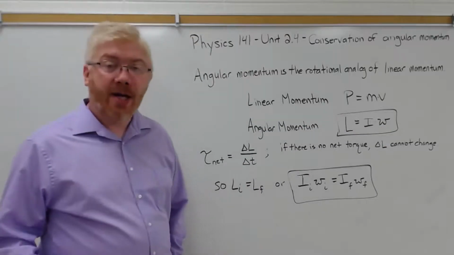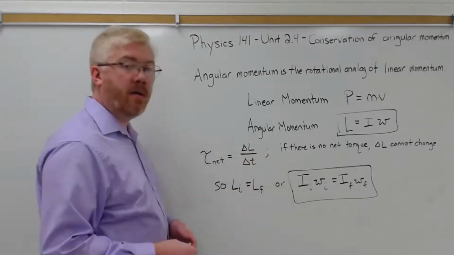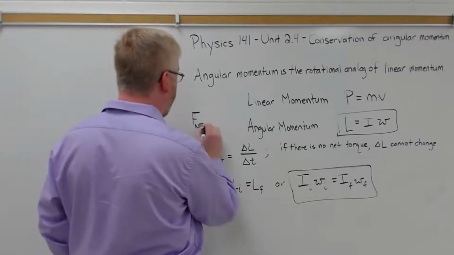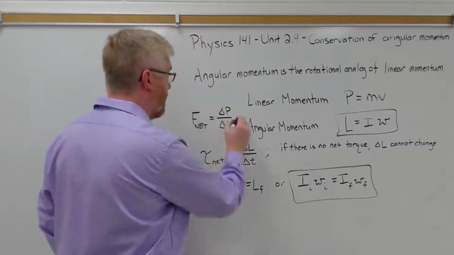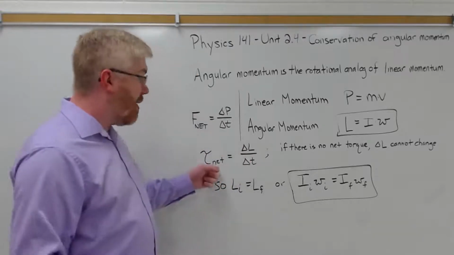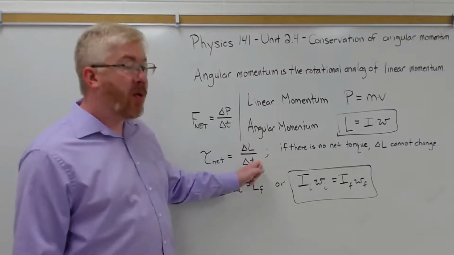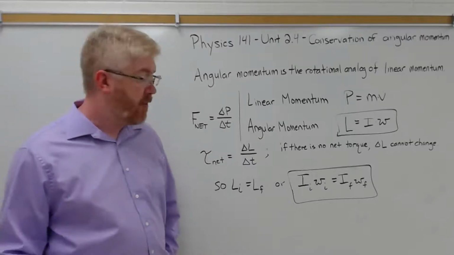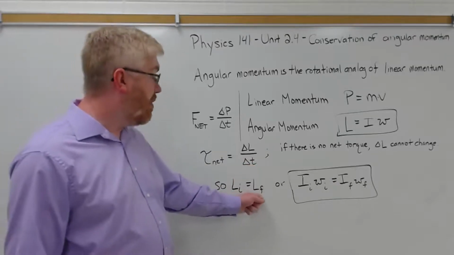Now, going back to our rotational analogs, net torque is the change in angular momentum with time, just like the net force, if you remember, was equal to the change in linear momentum with time. So if there is no net torque on the system, the angular momentum can't change with time. So it's conserved. Again, in the absence of a net torque, it is conserved. If it's conserved, that means the initial angular momentum must equal the final angular momentum.